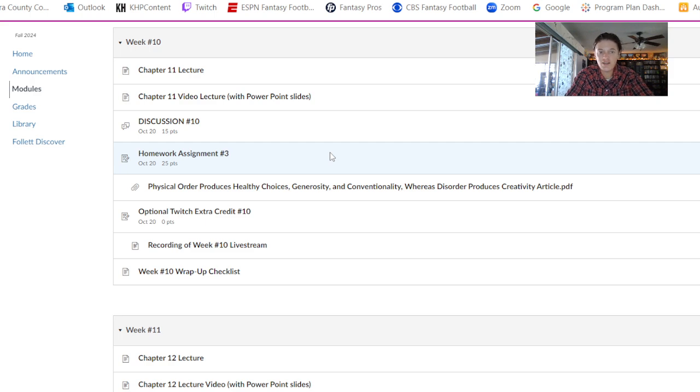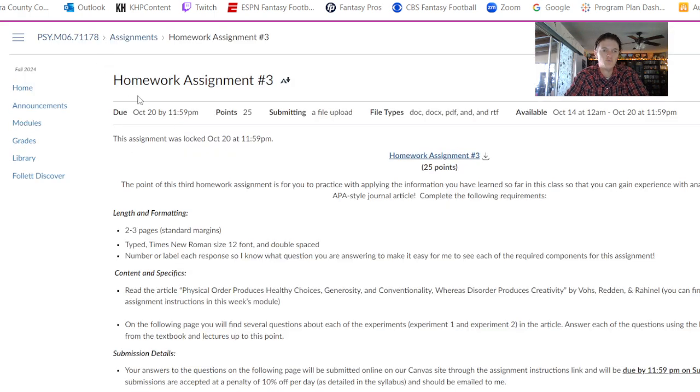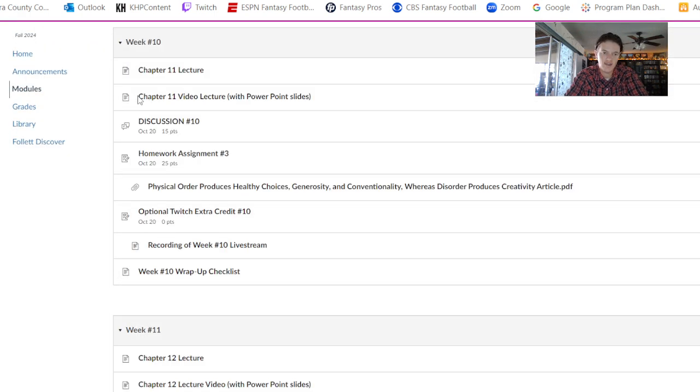So last week, week number 10, we did have discussion 10 and a homework assignment. And I think there was a little bit of overlap between the two, in the sense that you are looking at multiple elements that are similar, like identifying independent and dependent variables and looking at threats to internal and external validity, all things that are building upon each other. So let's take a look at the discussion for last week, discussion number 10.